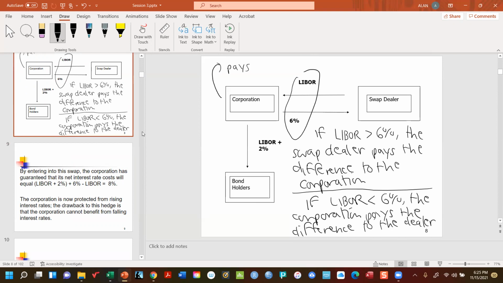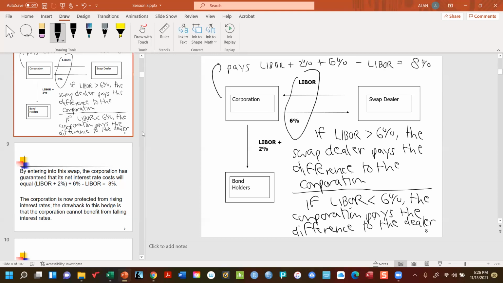pays LIBOR plus 2 to the bondholders, plus another 6 to the dealer, minus LIBOR, which they receive from the dealer, which means all of a sudden, instead of paying LIBOR plus 2%, they're paying a guaranteed 8% per year, regardless of the level of LIBOR in the marketplace. And so the risk is gone.